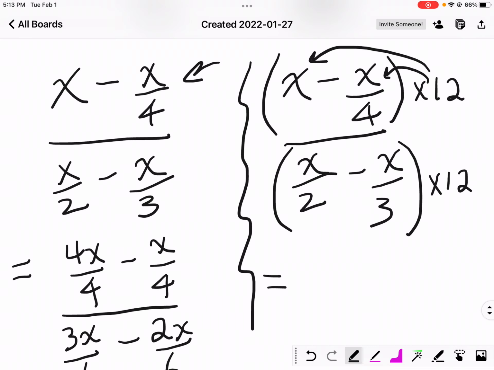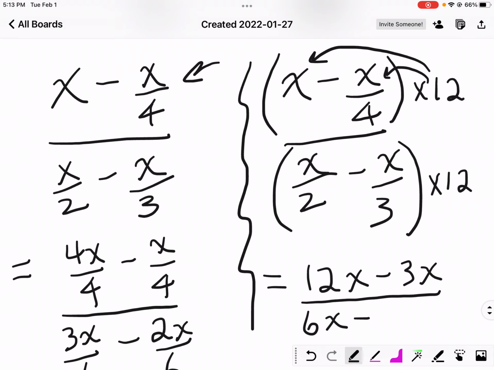The numerator, the top, becomes 12x minus 3x. 12 times x over 4 would be 3x. The 12 divides by the 4. That's why we chose the 12. The bottom, 12 times x over 2, that becomes 6x, minus 12 times x over 3, that's 4x.